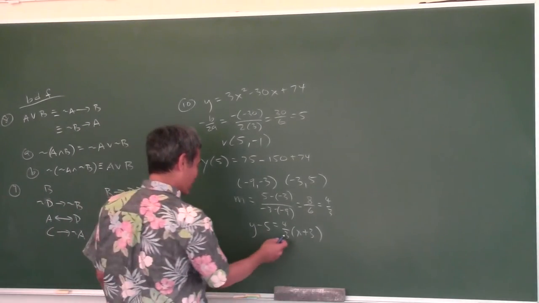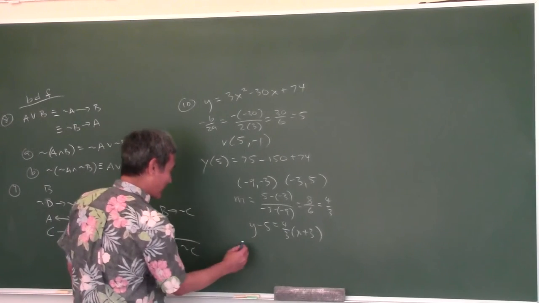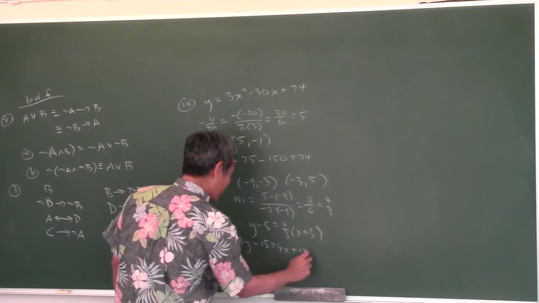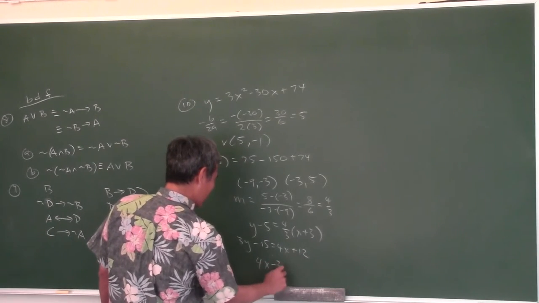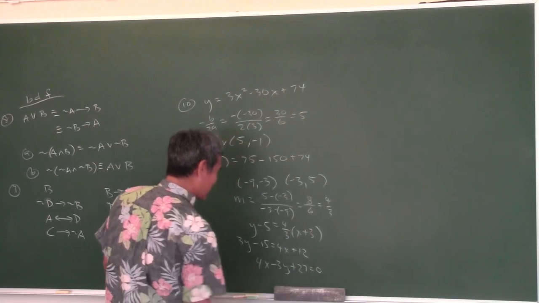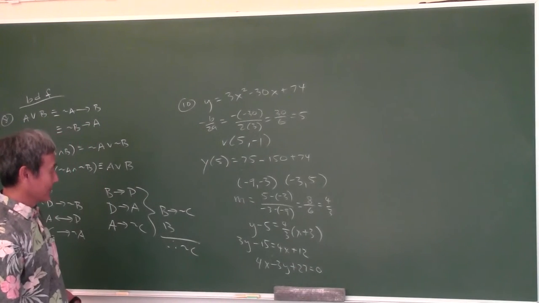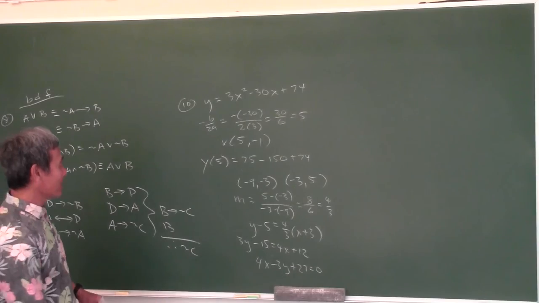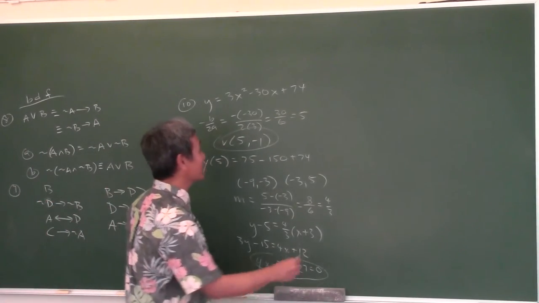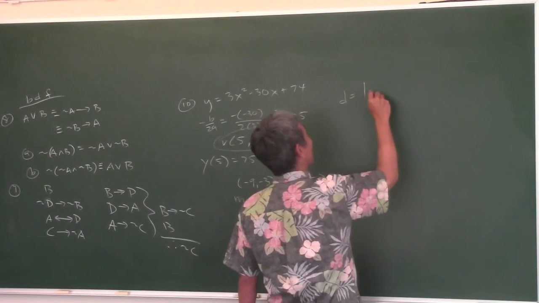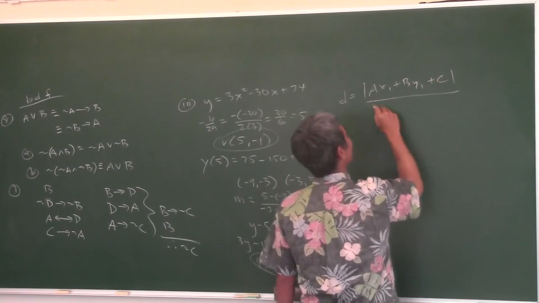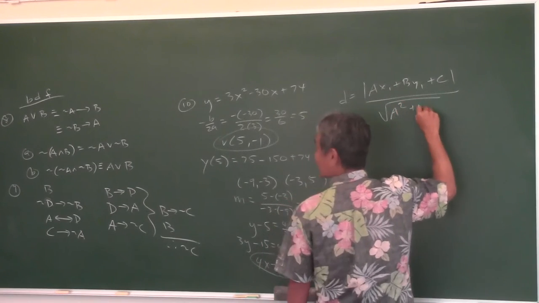So first thing I would do, get rid of the fractions, multiply both sides by 3. 3y minus 15 is equal to 4x plus 12. So therefore, 4x minus 3y plus 27 equals 0. That's the equation of the line. Now, how do you find the distance between this point and this line? Well, there's a formula that we learned. Absolute value of ax1 plus by1 plus c all over the square root of a squared plus b squared.